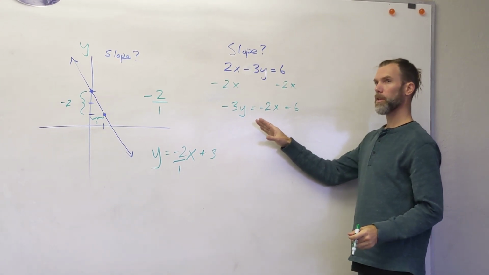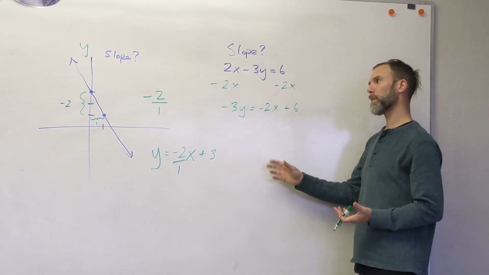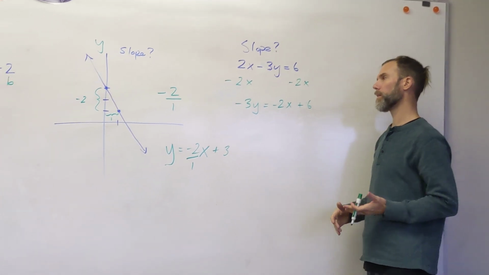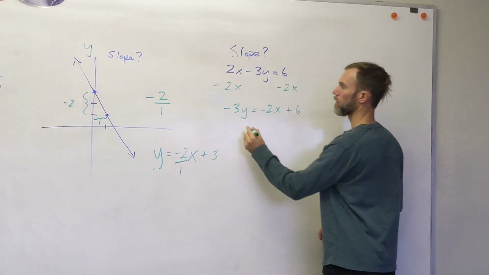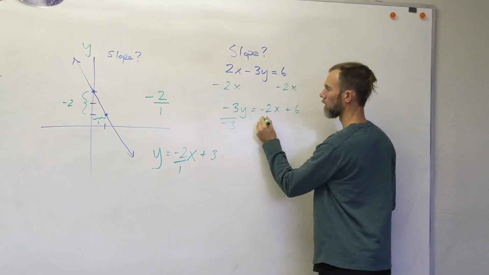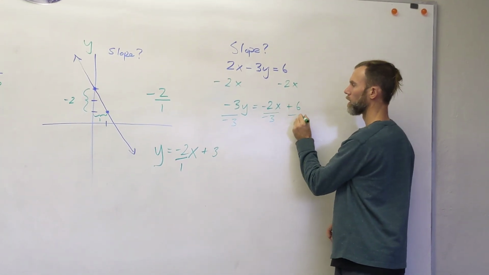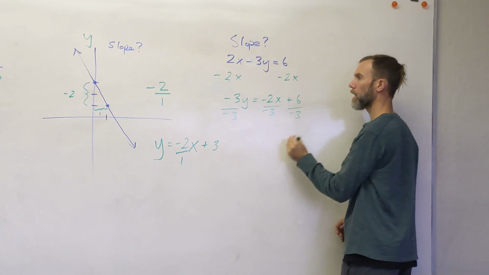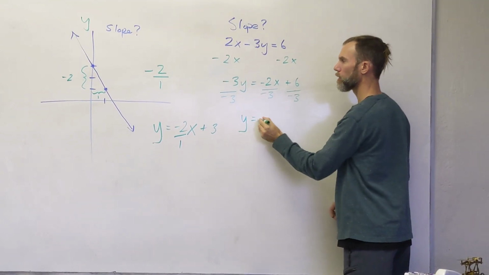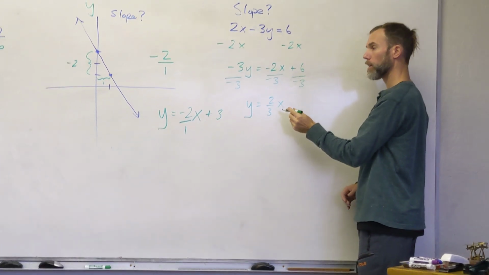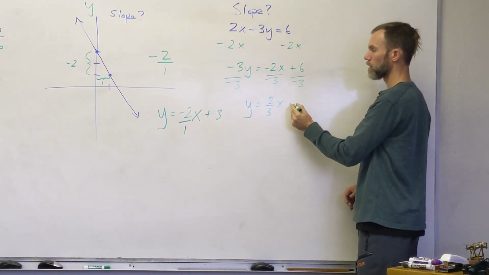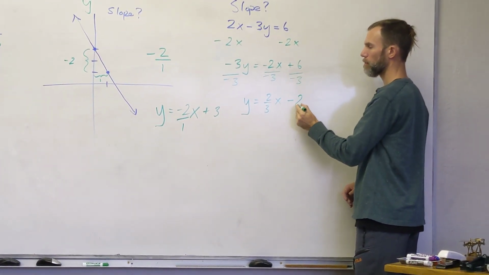The y term is by itself, but I need a 1y rather than a negative 3y. How do I get a 1y here? Divide everything by negative 3. Okay, so I have y equals 2/3 x, because the negatives are going to cancel. And then what is this? Negative 2. Yeah, minus 2.